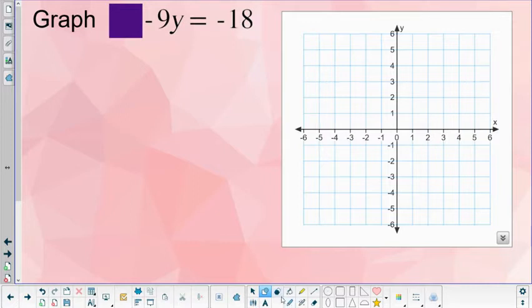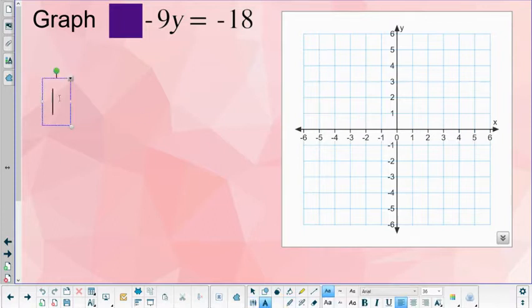And let's see if we can do this pretty quickly. So if I divide both sides by -9, I'm going to end up with y. It's not going to let me write it. It's being difficult today. All right, it's going to be y equals, well, -18 divided by -9 is 2. So that means that my ordered pair would be 0, 2.